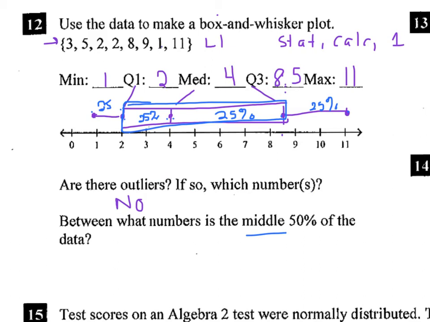So between what 2 numbers? 2 and 8.5. 2 to 8.5. That's where most of your data lies.